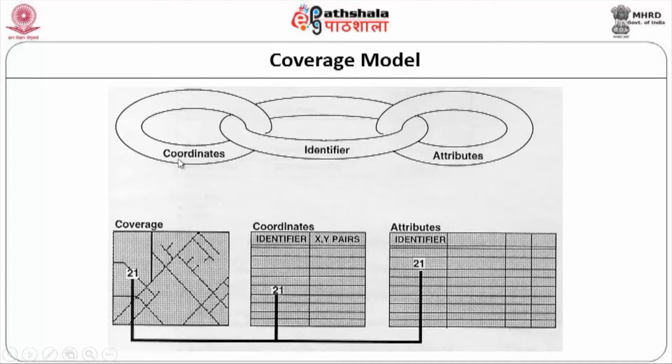So this is a graphical detail. This is an attribute detail which is stored as a table. How do you correlate them? How do you connect them? How do you retrieve the data? This is done by what is called an identifier.